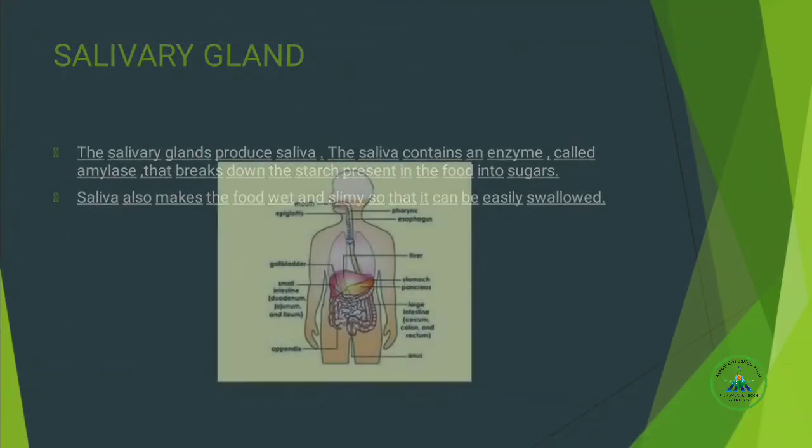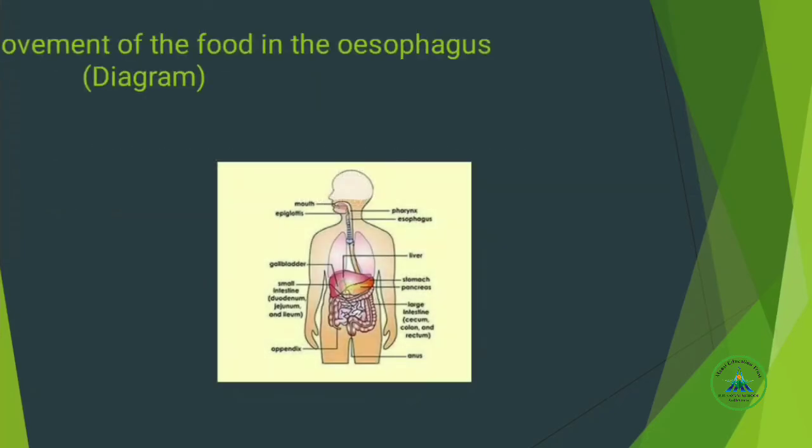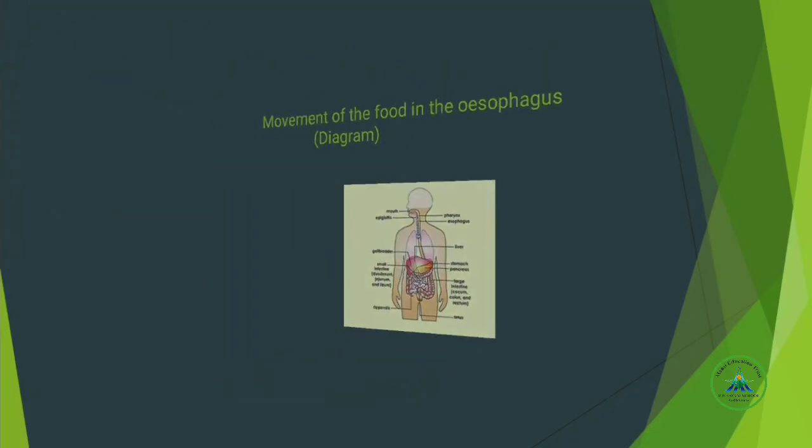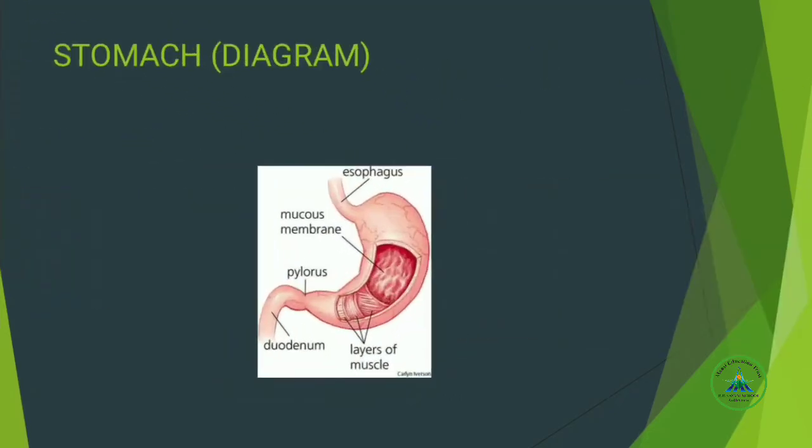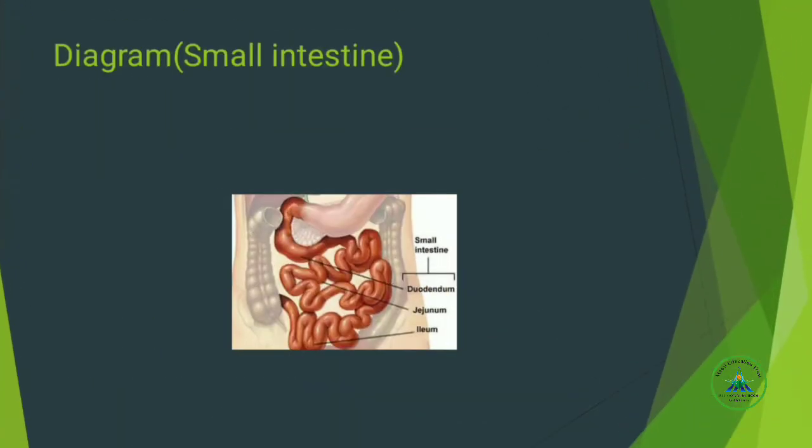Stomach. The food enters the stomach. The stomach is a J-shaped muscular organ. It is thick-walled. The inner wall of the stomach has gastric glands that secrete hydrochloric acid, which kills bacteria, mucus protecting the inner lining of the stomach from the action of enzymes, and acid and pepsin to digest protein into simple substances called peptones.